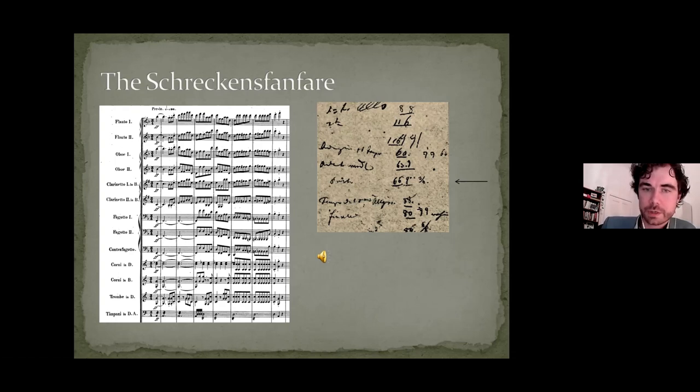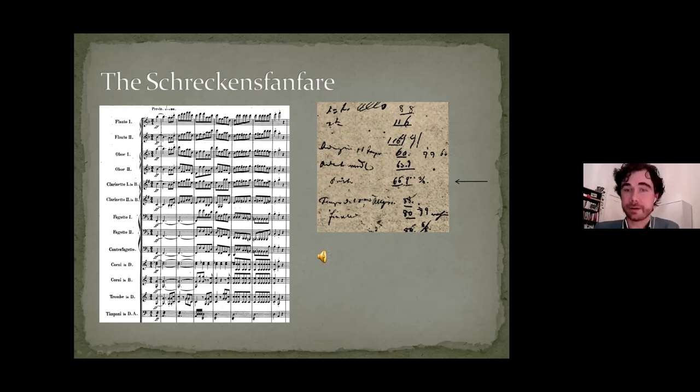Cutting a long story short, you can read all about it in my upcoming article on the subject in Early Music, wink wink. The early sources, all of which are in Karl's hand, list the metronome mark as dotted minim equals 66. You can see this here. While the later sources, these include a letter to Moscheles in London and the published metronome marks as they appear in the score, all list dotted minim equals 96, as you can see over there.